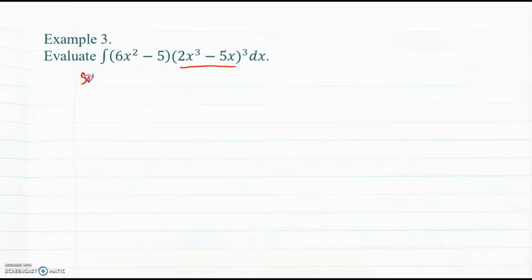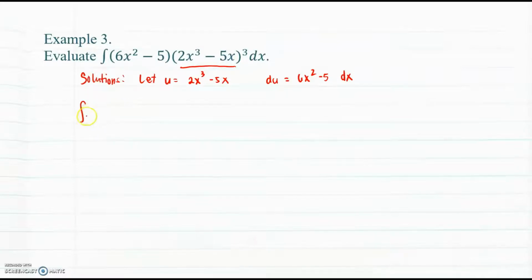So we let our u be equal to 2x cubed minus 5x, and the derivative of u is just equal to 6x squared minus 5 with respect to x. Alright, so now since multiplication is commutative, you may rewrite your integrand in the example, as you may switch the arrangement of the factors in the integrand.